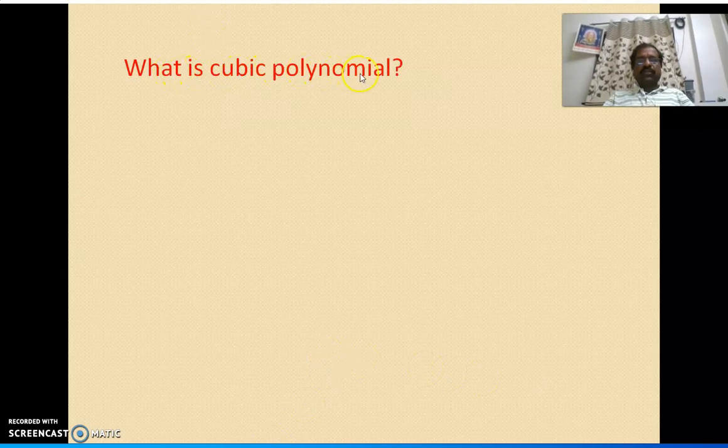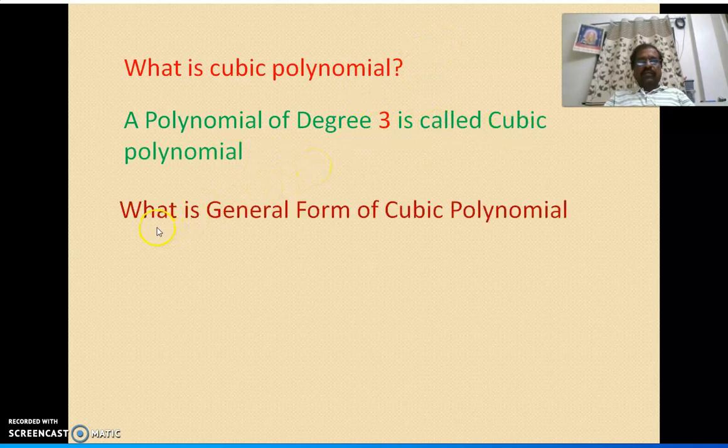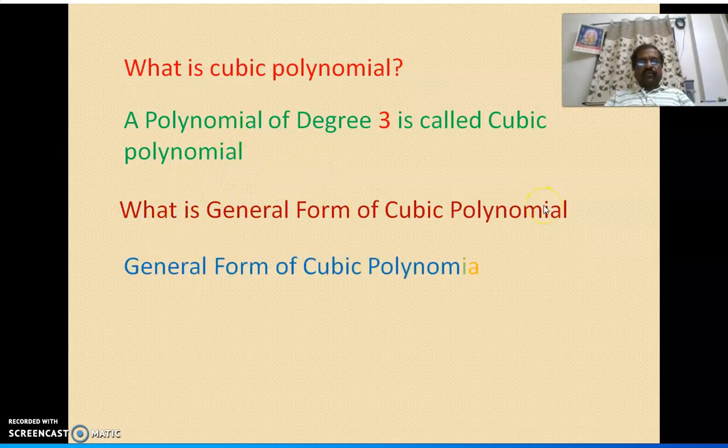Now let us apply the same relation on a cubic polynomial. Think, what is a cubic polynomial? A polynomial of degree 3 is called a cubic polynomial. And what is the general form of the cubic polynomial? The general form of the cubic polynomial is ax cube plus bx square plus cx plus d.